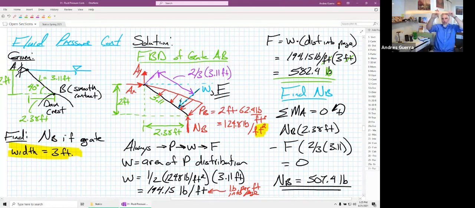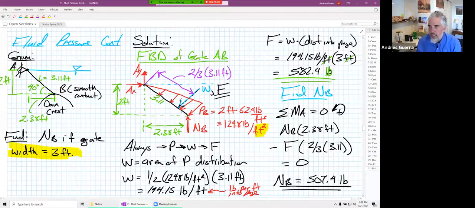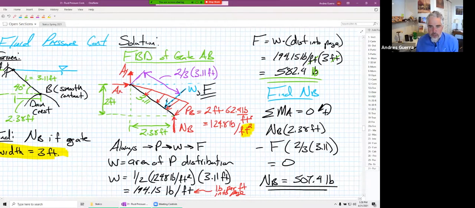But since we're simplifying this down to 2 dimensions, because nothing is changing in that 3rd dimension, then that gate width doesn't matter. It all looks the same to us, whether F is here or here, because we're doing a 2-dimensional representation of that. So that's also the location for F. That's why I could use the 2/3 of 3.11 times F.